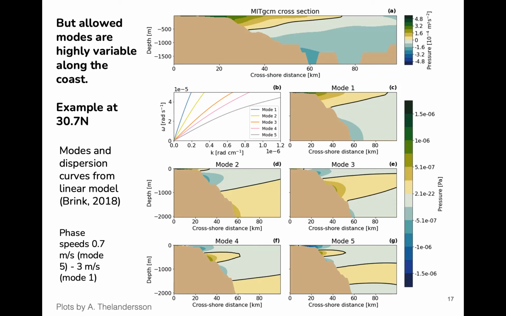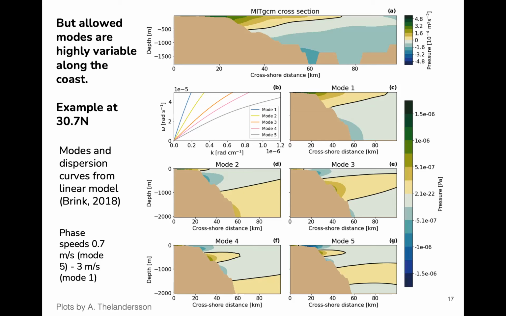Mode 0, I think, is a barotropic mode that should be really fast, and it's already gone, right? So mode 1 looks a little bit like this, and this is what modes 2, 4, and 5 look like. These are the dispersion curves. But the thing is that the allowed modes are very variable depending on where you are on the coast. So it's really hard to say anything about this coastal trapped wave, right? And she did a nice job trying to see from the model which is the dominating mode, and it's really messy. That's the conclusion.